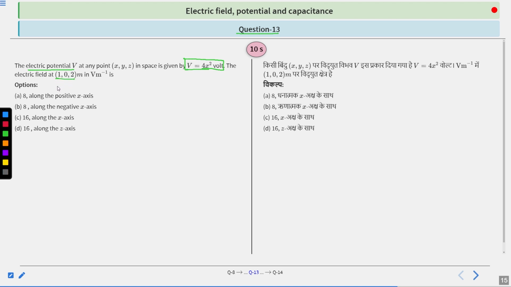Clear? So option A is 8 along the positive x-axis. Option B is 8 along the negative x-axis. Option C is 16 along the x-axis. And option D is 16 along the z-axis. So which option is correct? Option A, option B, option C, option D. Clear? You have some time to solve this question. After that, we will provide the solution of this question.